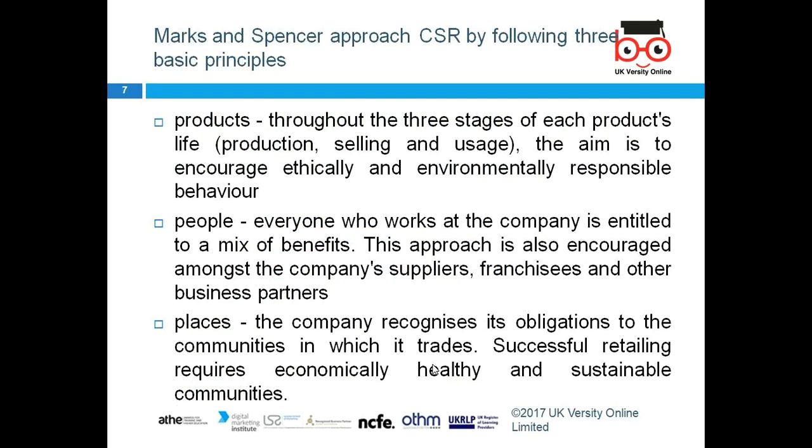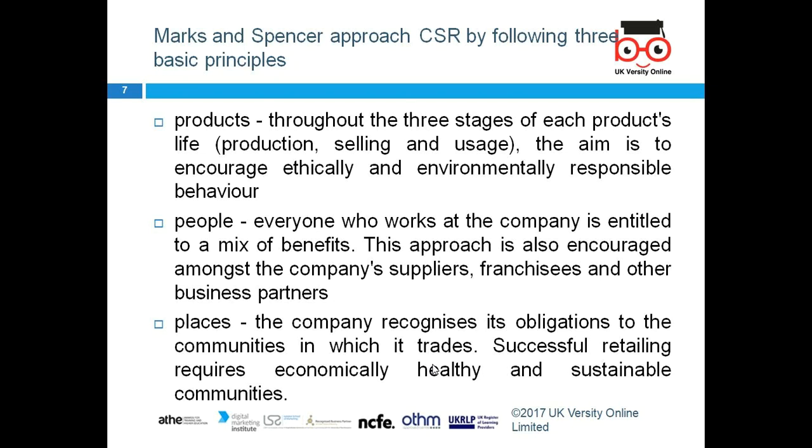Okay, next we're looking at Marks and Spencer, which is a quite big UK brand. They have operations here, and Marks and Spencer is very popular. So how is Marks and Spencer promoting this? When they make a product, throughout the three stages of each product's life, they look at production, selling and usage. The aim is to encourage ethically and environmentally responsible behavior. In each of the three areas, when they make the product, they look at where the raw material is coming from, so that there won't be any child labor involved.